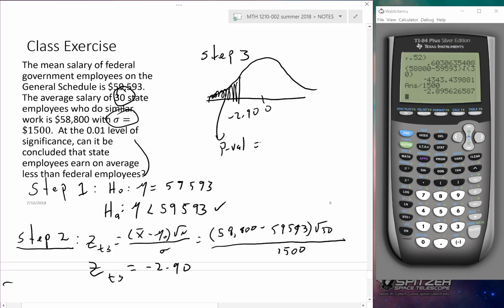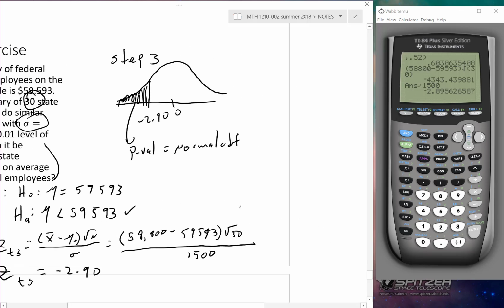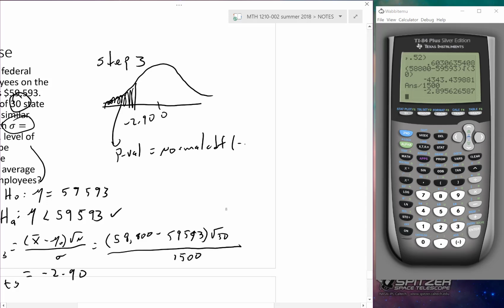And we can compute that since we have the z-test statistic using the normal CDF. The lower bound is negative infinity, so negative E99 all the way up to negative 2.90. So we can come over here to our calculator and right here our distribution. So second distribution, menu option 2, normal CDF, negative E99, comma, negative 2.9. So we get about 0.002.